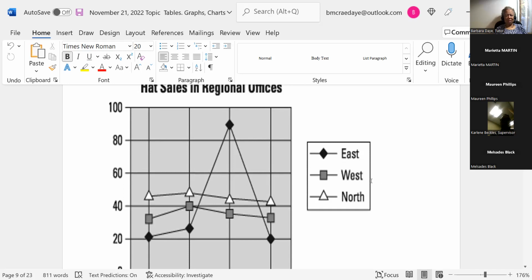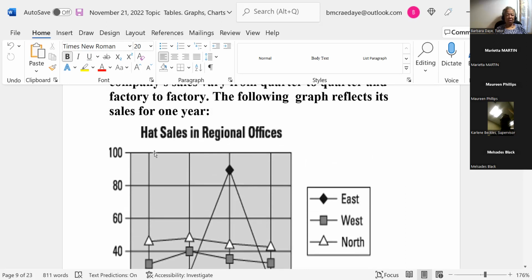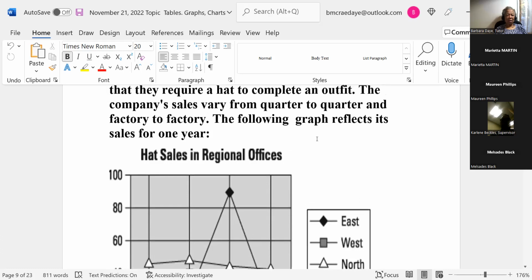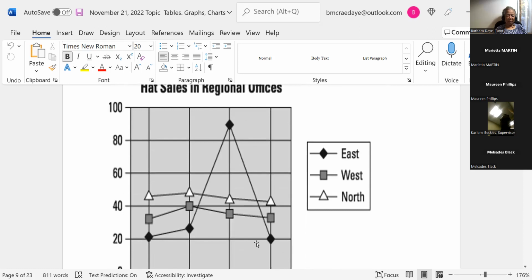What legend? I don't get it. You don't see a box here showing diamond east, square west, triangle north. Shapes, but I don't see the word east, west, or north. That's why I'm asking if it's in the reading to indicate that. No, it's next to the graph. Do you see the graph? I can see the graph that says 180, 60 going down. Up the top, you see hat sales in regional offices. You see that, right? Yes. And you see the graph with all the lines. Yeah. And you don't see this legend at the right.